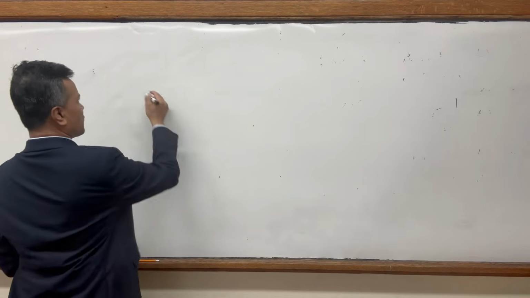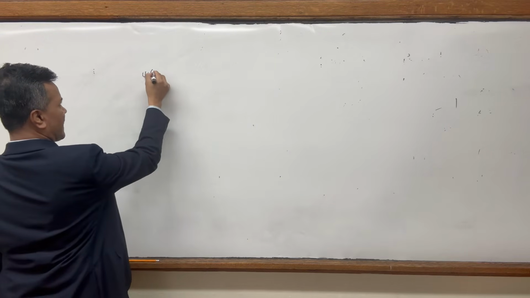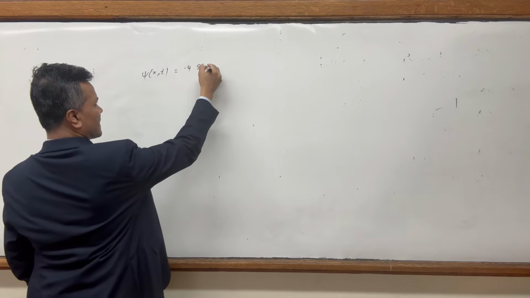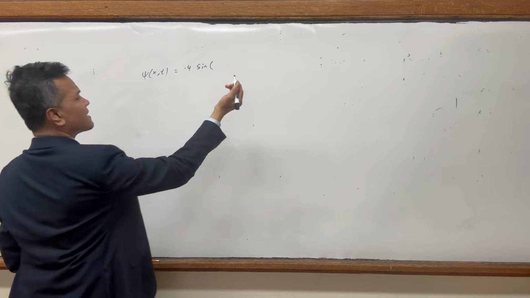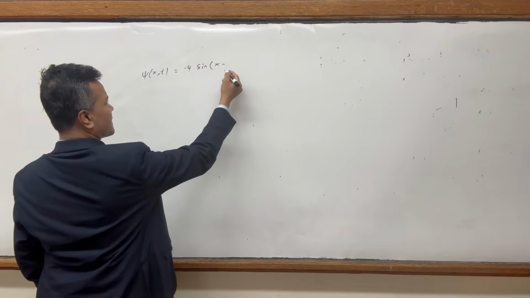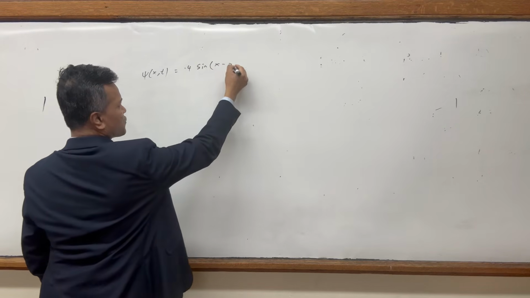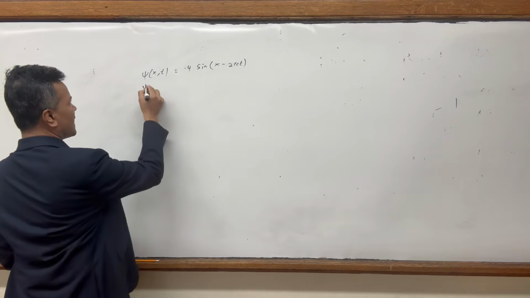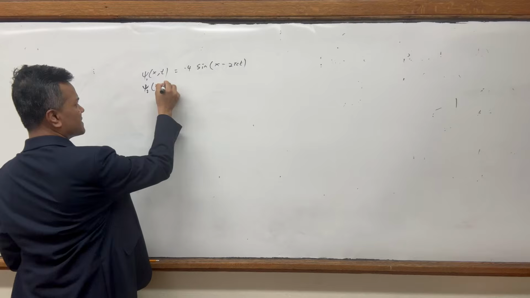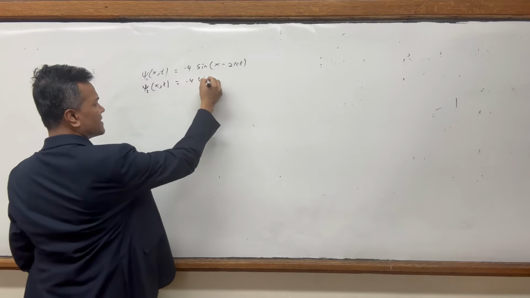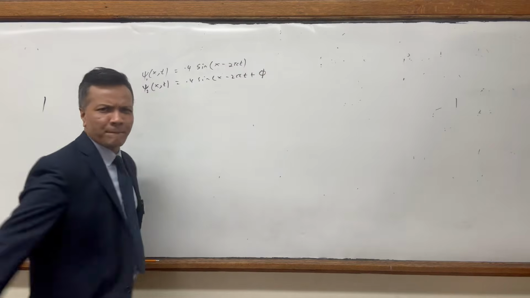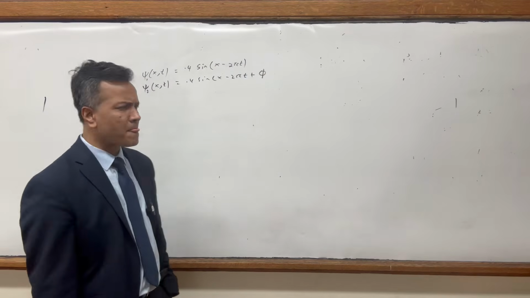So let's start with the wave. Let's say psi 1 of x comma t is equal to, I don't know, 0.4 sine of x minus 2 pi t, right? Okay. And then psi 2 of x comma t is equal to 0.4 sine of x minus 2 pi t plus phi.